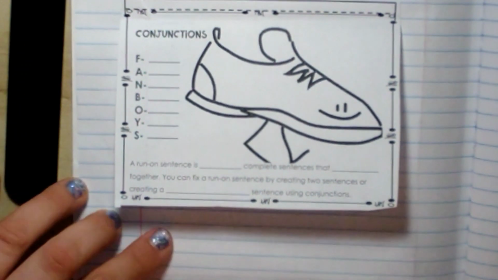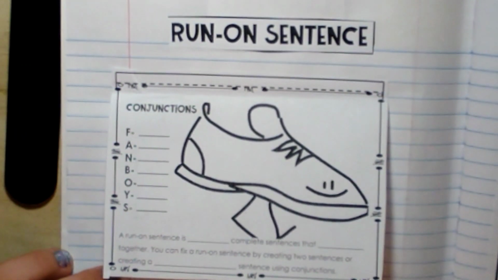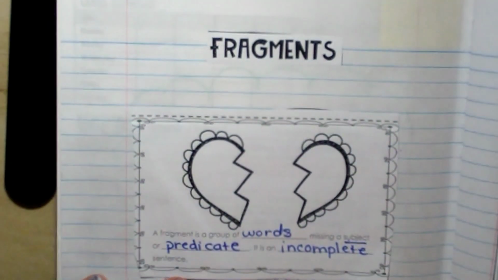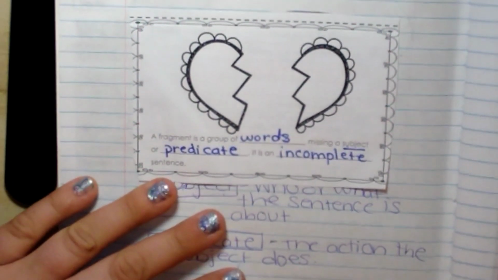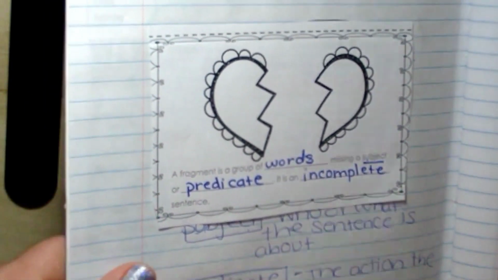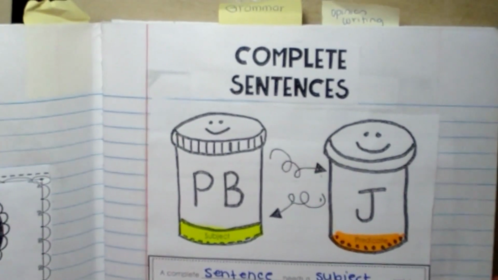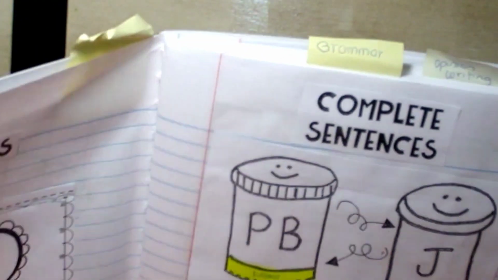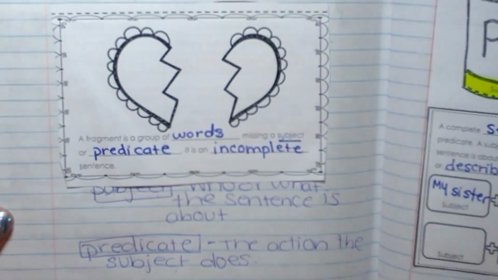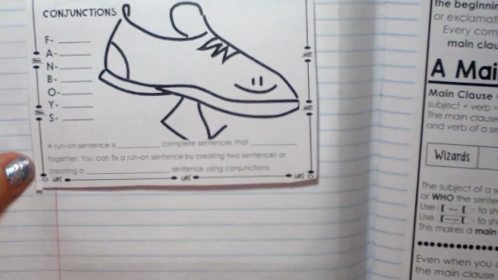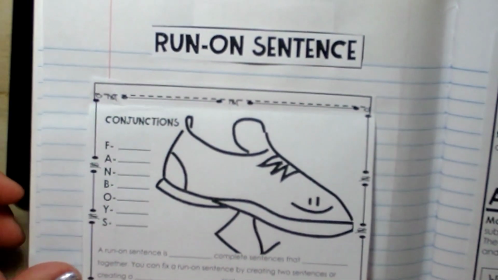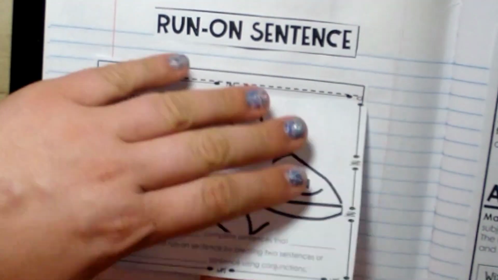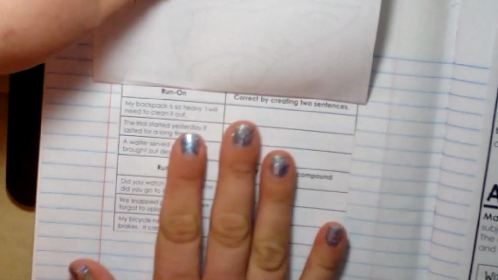Today we're going to be working on run-on sentences. We've already talked about fragments, which are parts of a sentence that are not complete thoughts. We've also talked about complete sentences, which have a subject and a predicate. But what happens if you have too much information for one sentence? Those are run-on sentences.